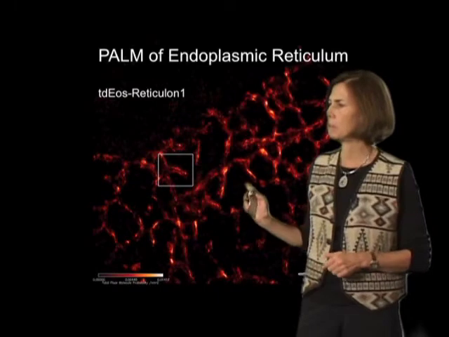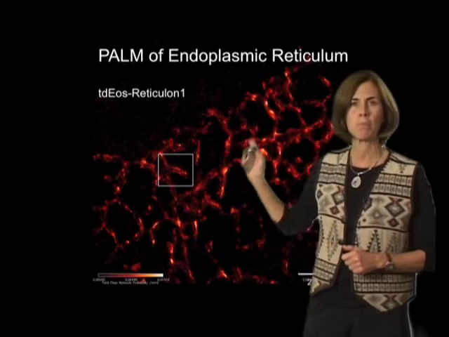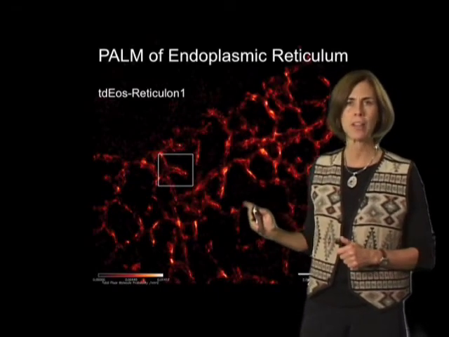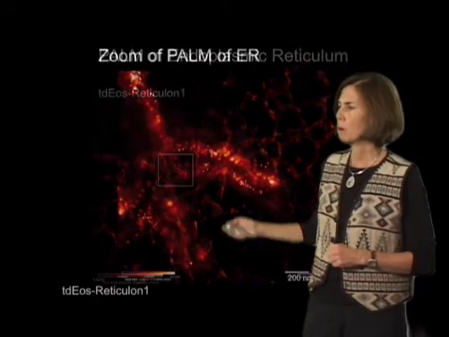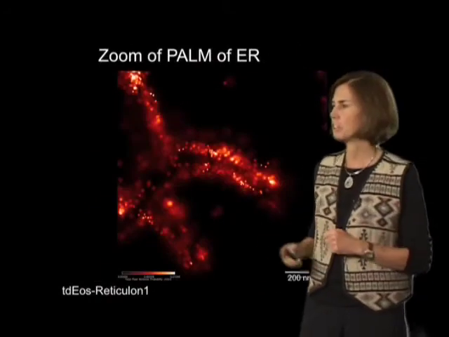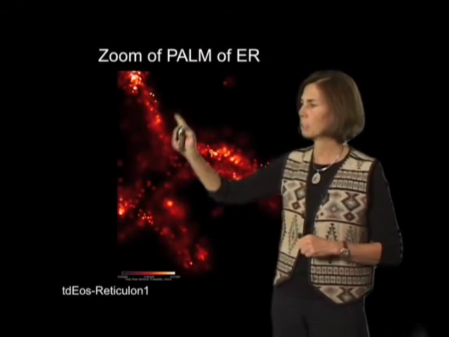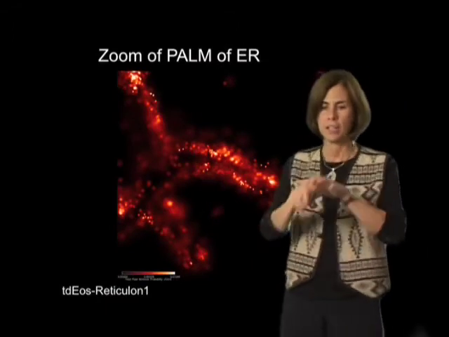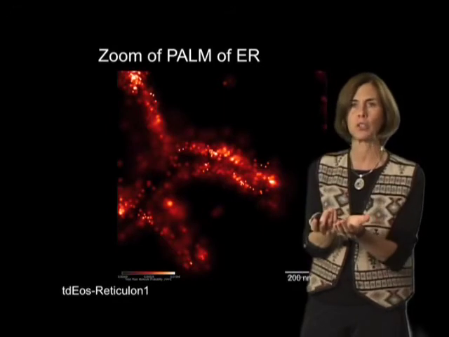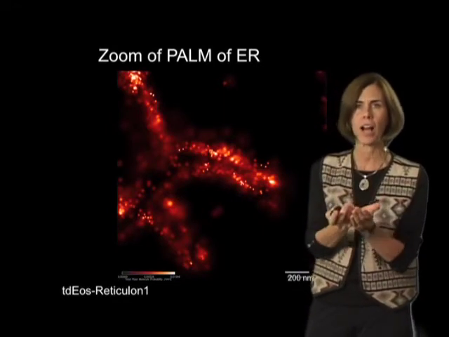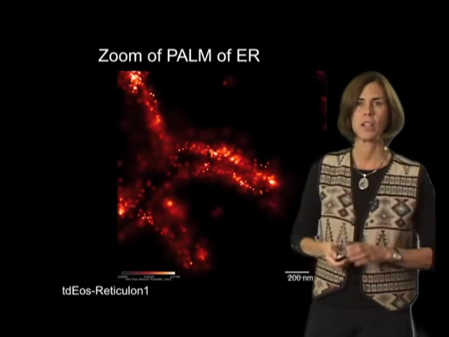This is another example of a EOS molecule tagged to an ER resident protein, the Reticulum 1. And if we zoom up on one element of the endoplasmic reticulum, you can see how these molecules really outline the surface, the individual tubular elements that comprise this dense network of the ER.